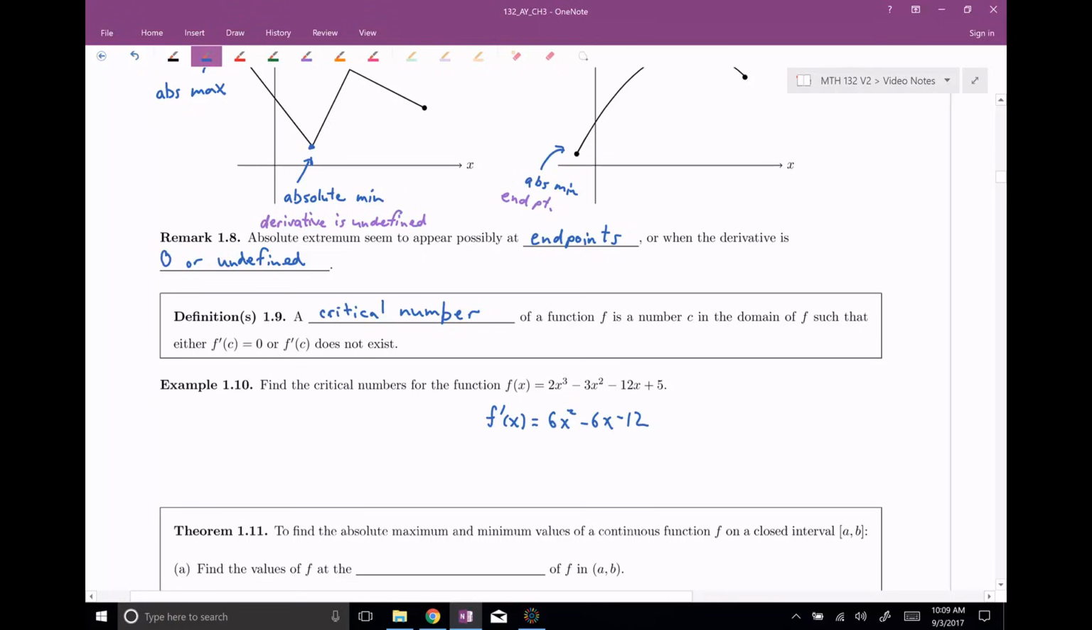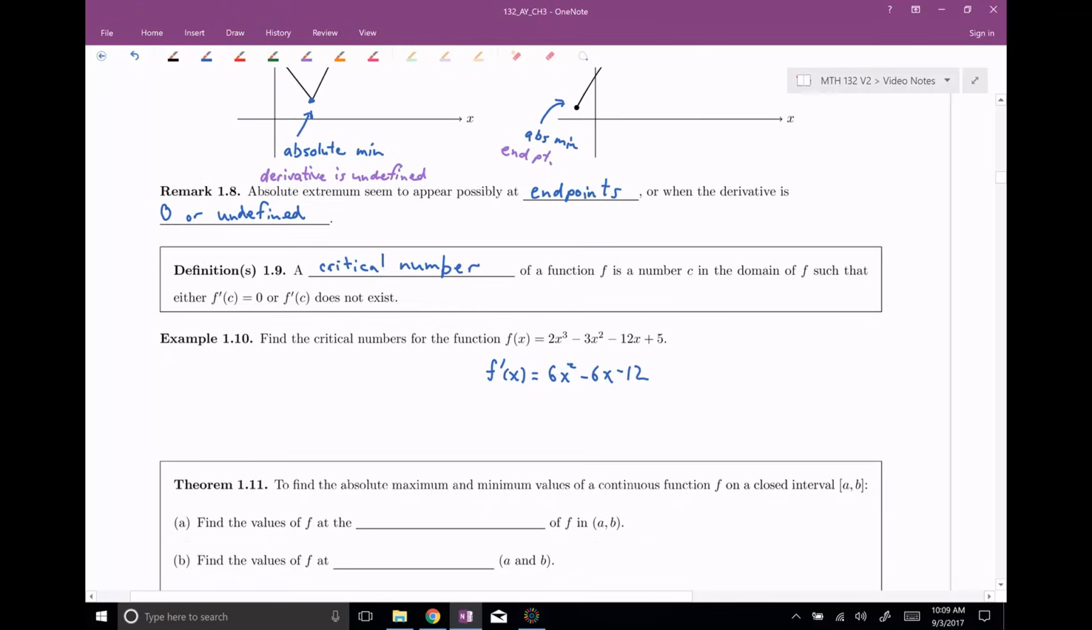Well, what would it take to make this function here not exist, right? Or not defined? Well, that would be things like dividing by 0, taking the square roots of negative numbers, things like this. But in this case, there's nothing that you could plug in for x that would make it undefined, right? So that this derivative doesn't exist. So our only hope for critical numbers is maybe we can find some places where the derivative is equal to 0. So let me go ahead and set this equal to 0.